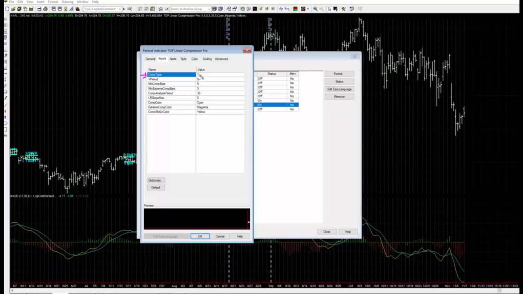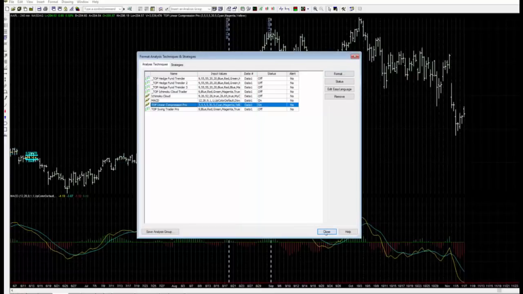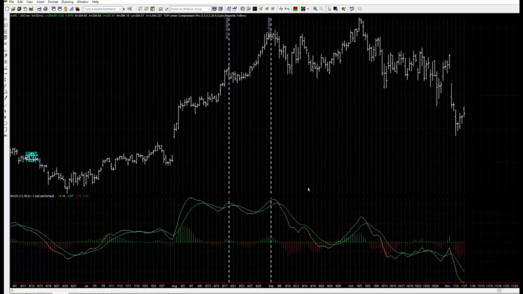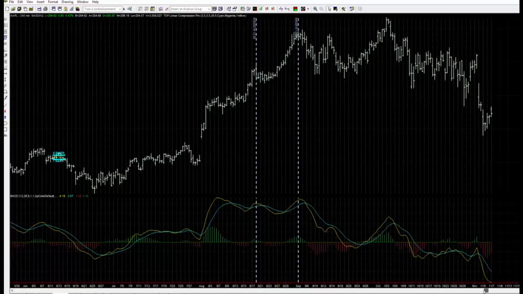So if I change this to 3, for example, then this is going to be the strictest definition of compression on my chart. I'm going to press OK right here, and you'll notice that some of the compression patterns that we saw previously are gone. So this is now looking for just very specific types of compressions that are much more demanding, if you will, from a mathematical standpoint.